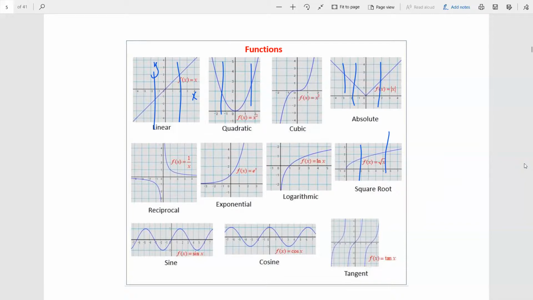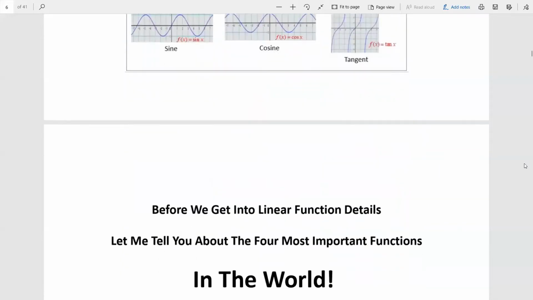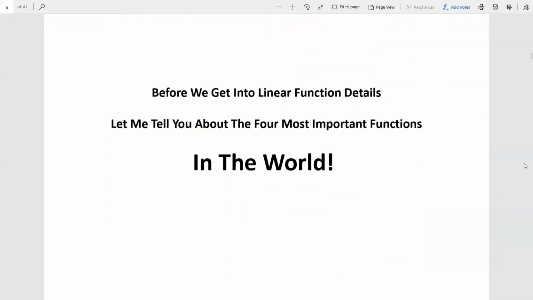In fact, at least in this lesson, we're going to look at 4 functions, just to get you familiar with what I call the most important functions in the world. So before we get into linear function details, let me tell you about the 4 most important functions in the whole world. I'm excited about these because each one is very important, and much of what we have in the modern world would not be possible unless we understood these functions.